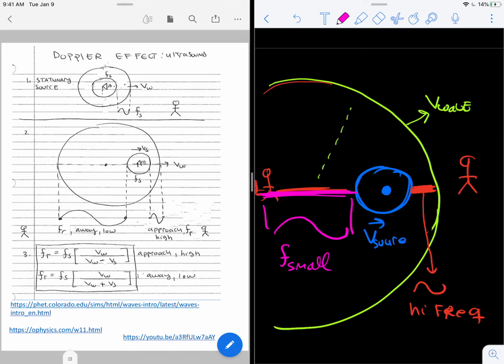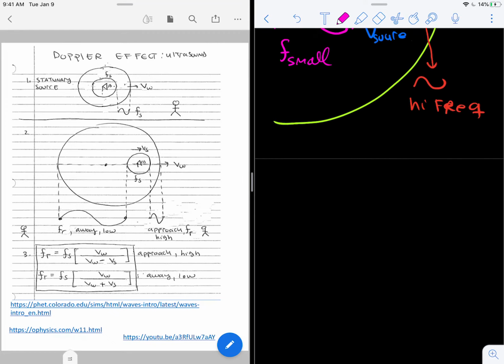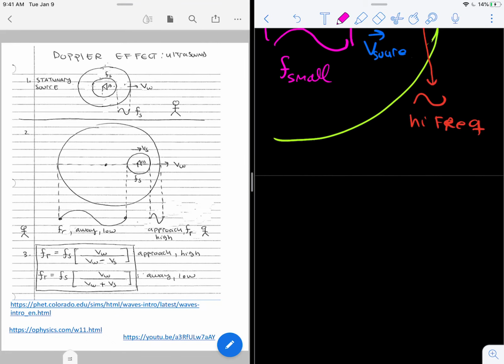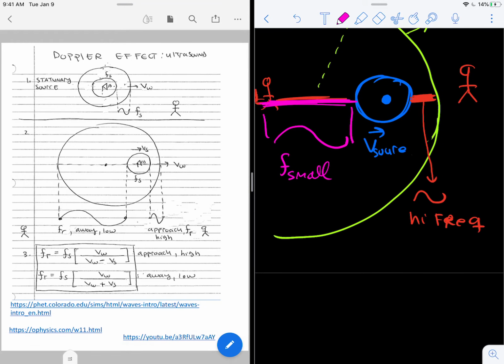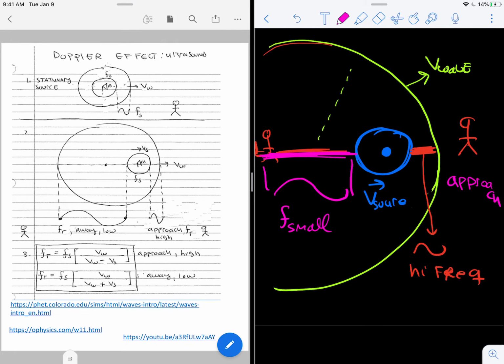So here, just because the speaker is moving, two people are going to notice two different frequencies. And the equation is going to be represented in two different forms. So here, this is the wave approaching. And for this person, the wave is moving away, so this is the wave receding, or I'll just say moving away.